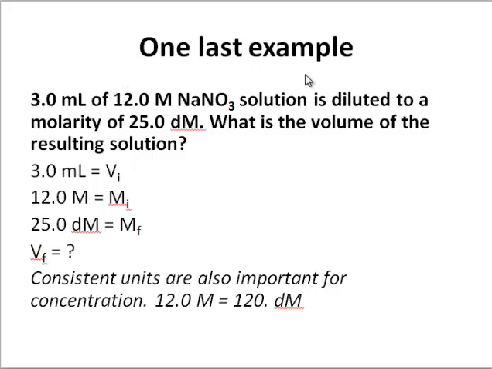Alright, here is one last example. 3 milliliters of 12 molar sodium nitrate solution is diluted to a molarity of 25.0 decimolar. What's the volume of the resulting solution? 3 milliliters is the initial volume. 12 molar is the initial molarity. The final molarity is 25.0 decimolar. Clearly the question is about what is the final volume?